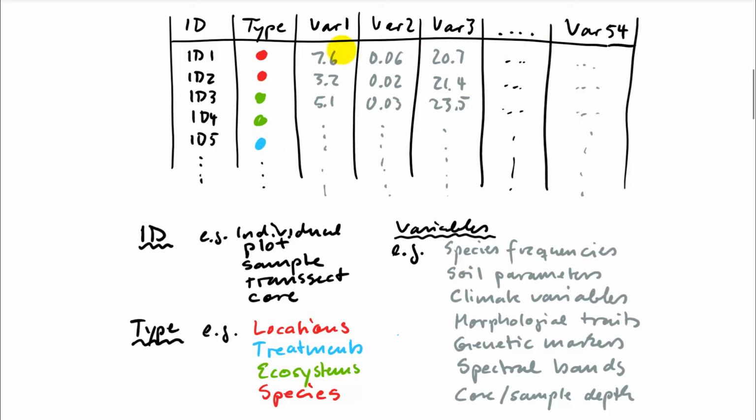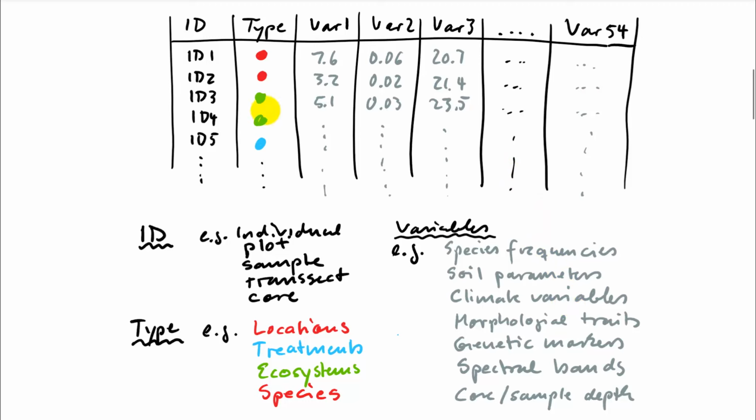And your variables can be also anything. So this can be species frequencies if those IDs are plots, maybe plots in different ecosystems represented by colors, and then you can look at a species 1 and see what frequency those have in those different plot locations. Or it may be soil parameters. Well, maybe these are soil samples that you collected at different locations. It could be climate variables, morphological traits.